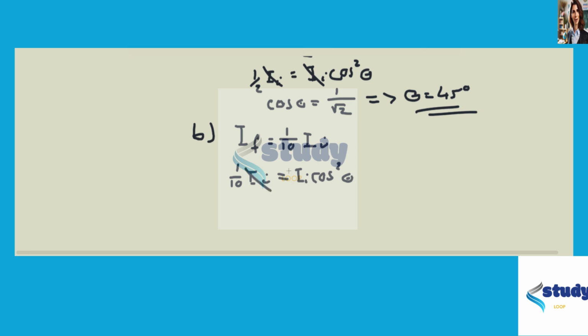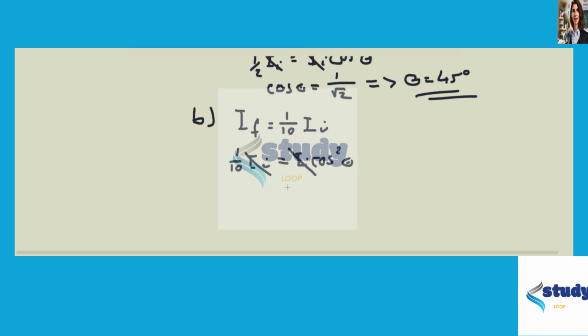So again, I sub I cancels, and you can take the square root of both sides such that you get that cosine of theta is equal to 1 over square root of 10. And when you work out what this angle is, you find that theta is equal to 71.57, or approximately 71.6 degrees. And so that is the answer.